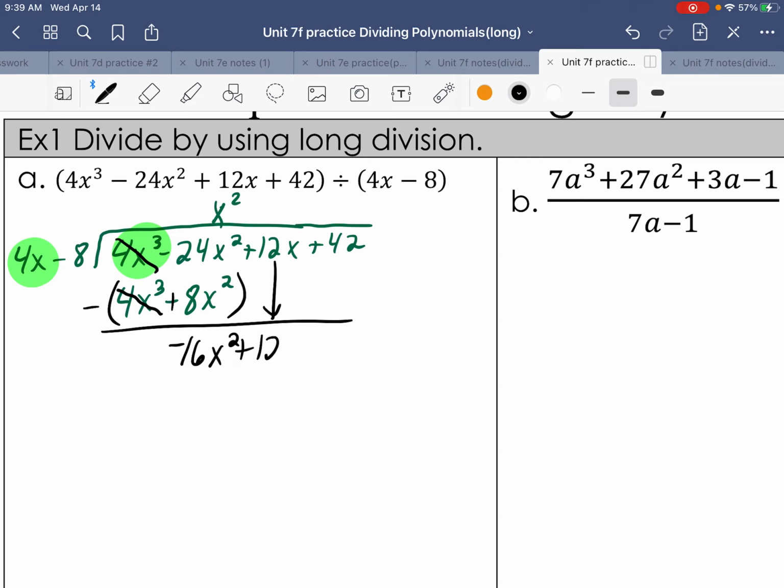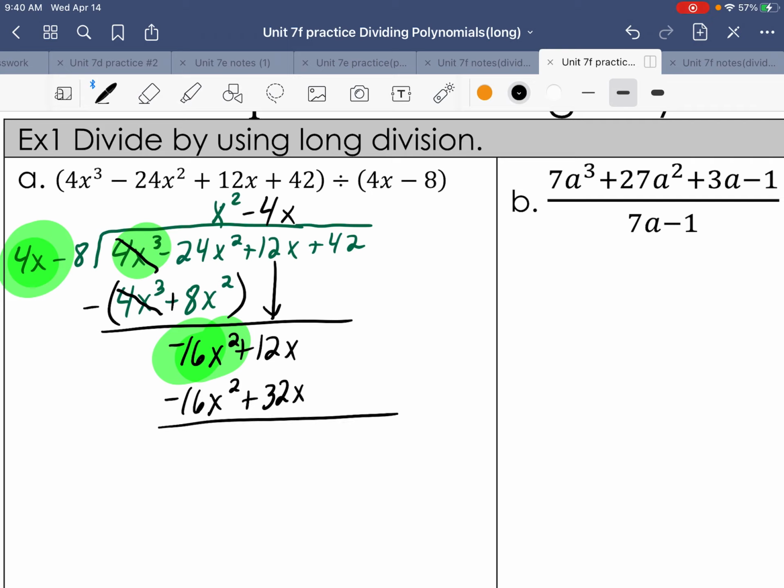Bring the next term down. Repeat the process over again. Divide the first term divided by first term. So negative 16 divided by 4 is negative 4. X squared divided by x is x. Negative 4x times 4, so now we multiply back down, so it's negative 16x squared. Negative 4x times negative 8 is a positive 32x.